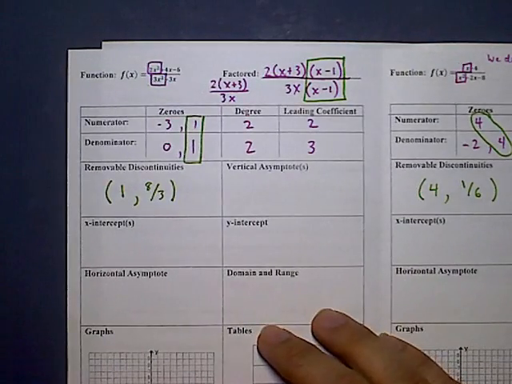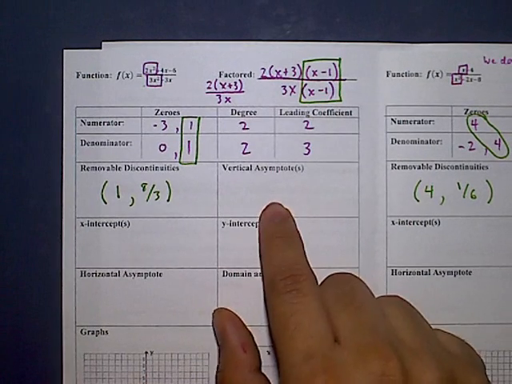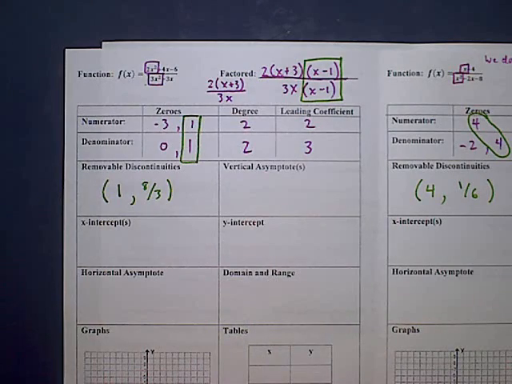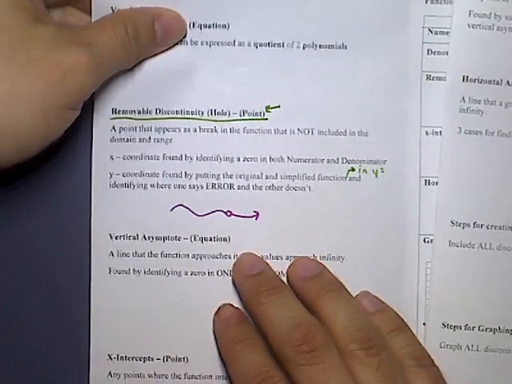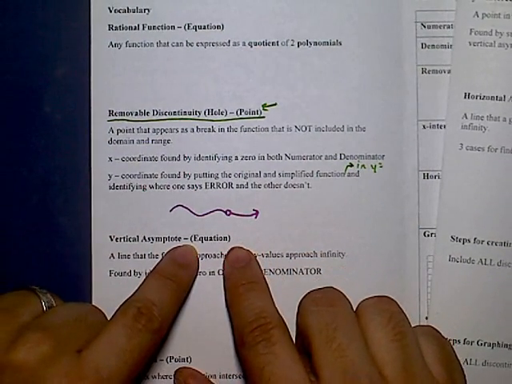Okay, so the next step is going to be to cover vertical asymptotes. Now, vertical asymptotes are very much like removable discontinuities because of the fact that it makes us look for errors. If we look at the vocabulary page, we have the words vertical asymptote right here. And whenever I'm looking for a vertical asymptote, I am expecting an equation.